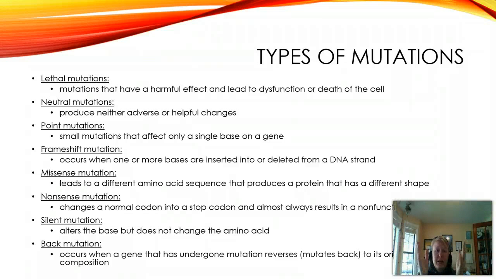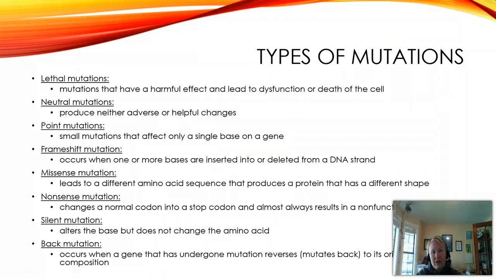Point mutations, where a single mutation occurs on a single nucleotide base. This is one base. Now, as you've learned from protein transcription and translation, you know that depending on where that mutation is, it could have no effect or it could have a big effect. It could change the amino acid that's coded for, or it may not. And this comes back to that lethal and neutral mutation.